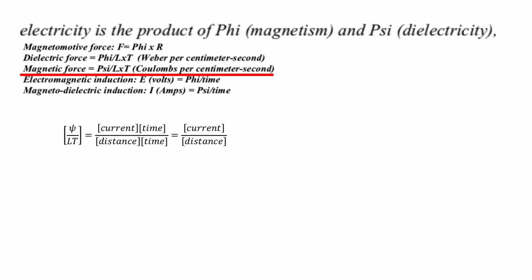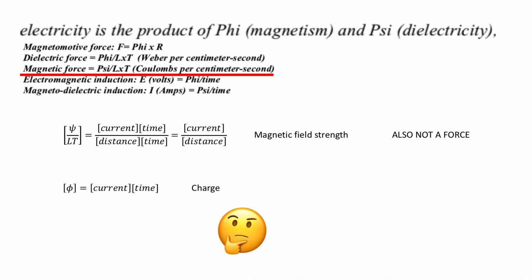Next, he is saying that the magnetic force is dielectricity, or psi, divided by distance and time, and this has units of coulombs per centimeter second. That has dimensions of current over distance, and that is a magnetic field strength. Again, not quite a force. But we also see that dielectricity, or psi, has units of charge. So we know now that when Ken refers to dielectricity, he's actually referring to static charge.